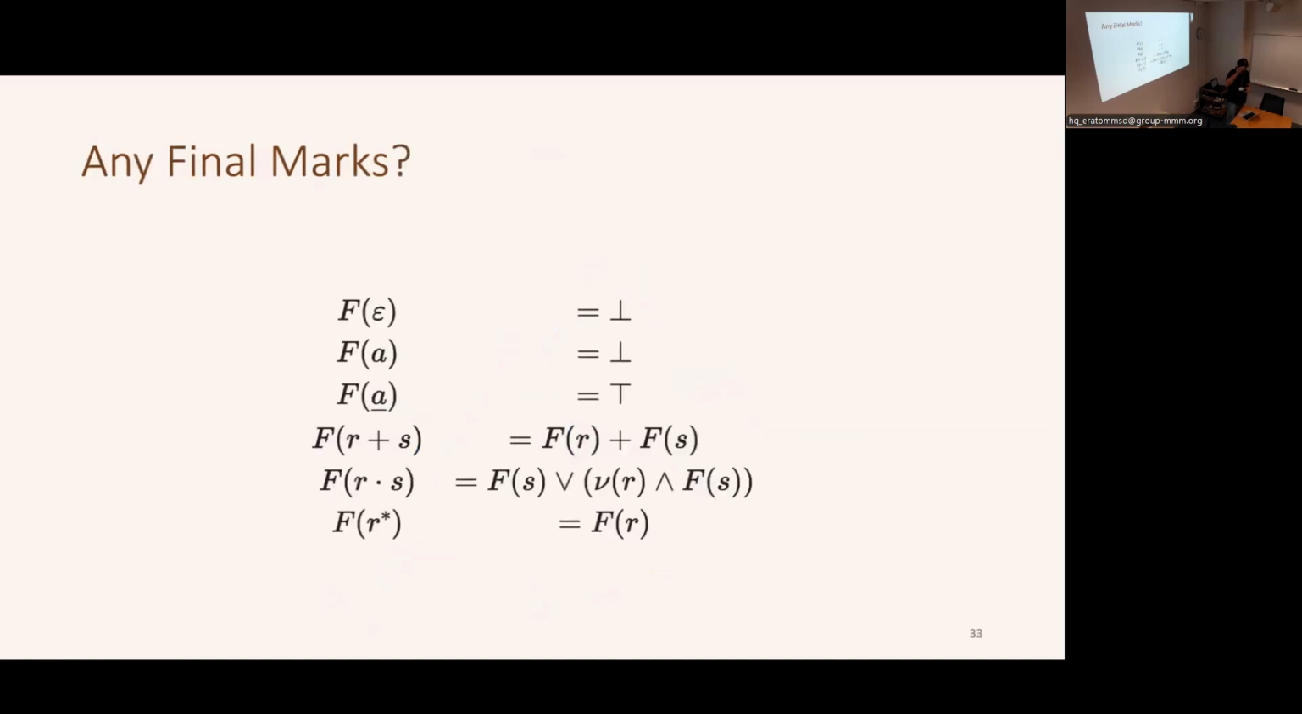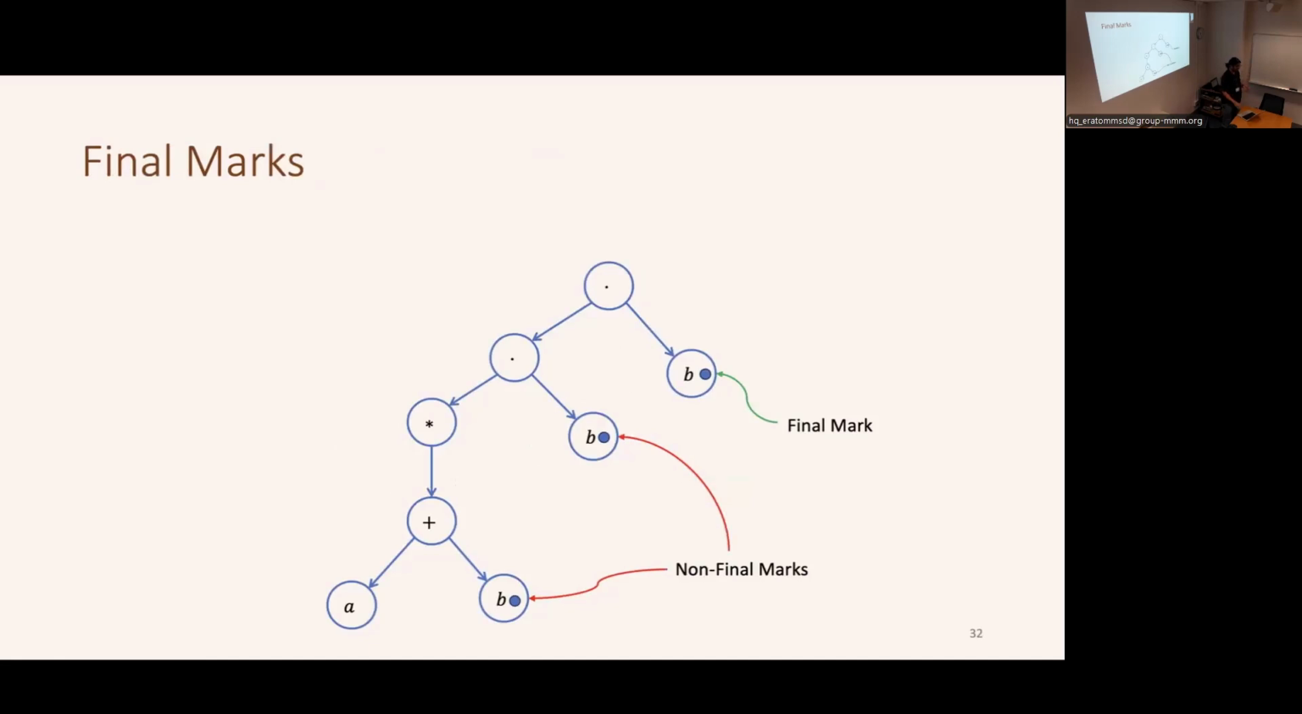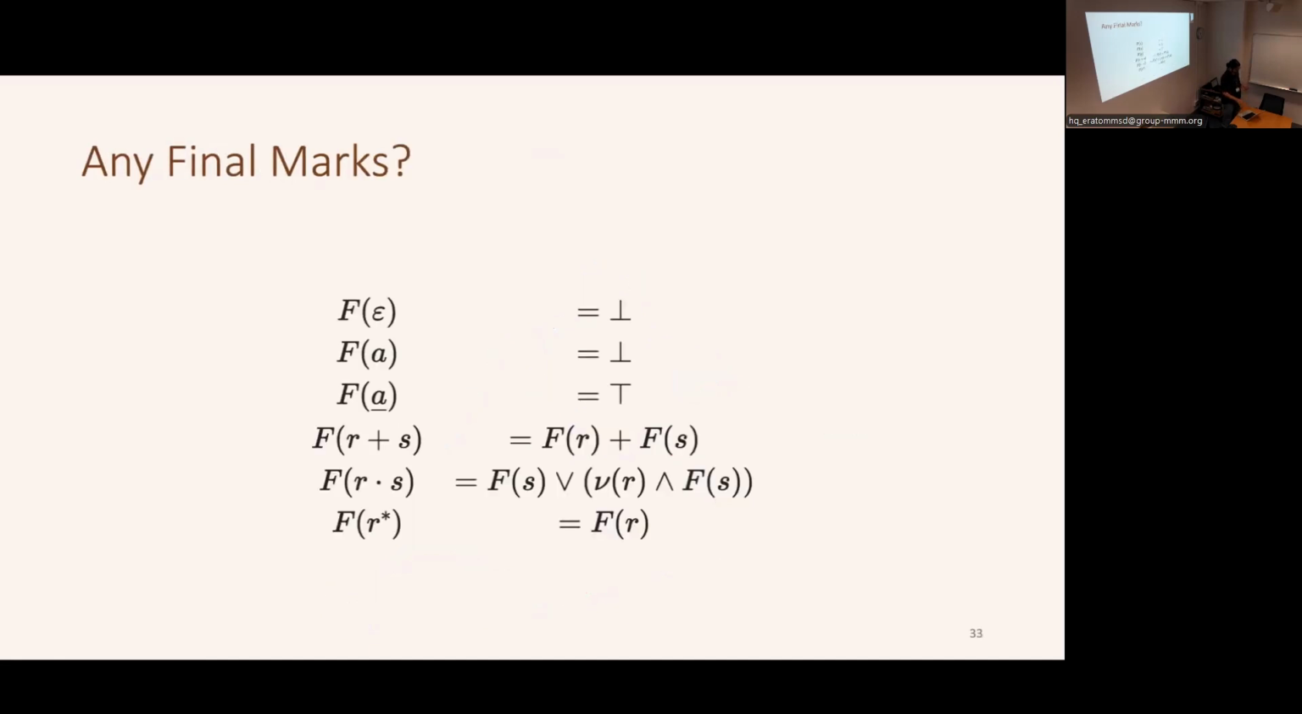And now I'm going to define these simple functions. They are simple because they can be written in terms of pretty simple equations. These functions are how I will reason about my marked regular expressions. The first one that I'm going to talk about is this function f. It checks if my regular expression has any final marks.